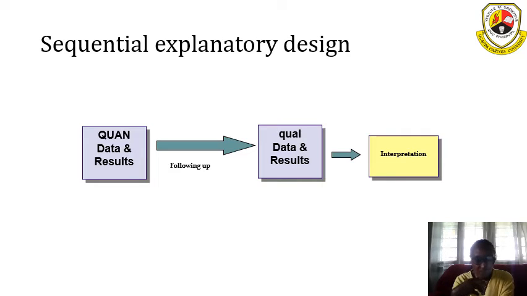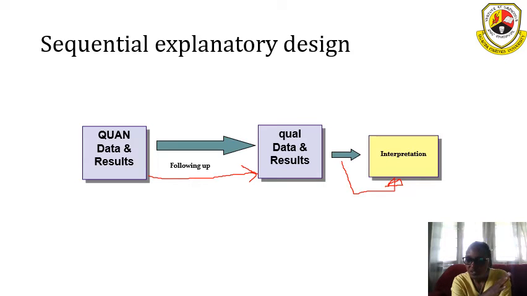They retrieve some data and results, and from that data they feel that they should follow this up with a qualitative approach, or some qualitative tools to try and understand something better. So based on the two results, they come up with a more concrete interpretation, which they then present to the research world. So this is sequential explanatory.